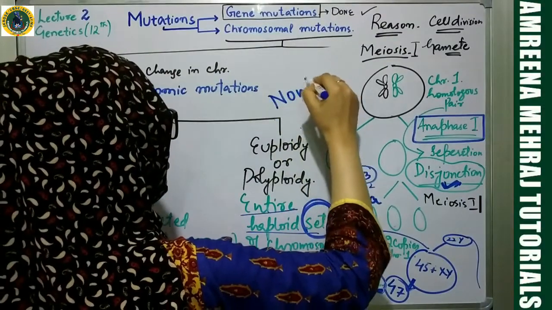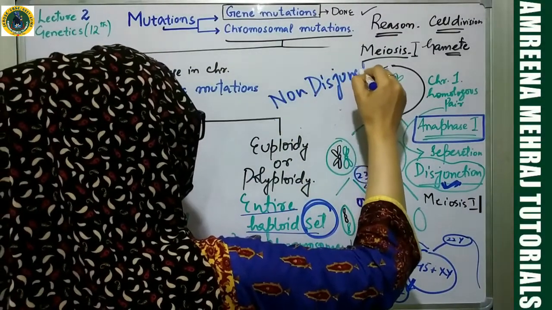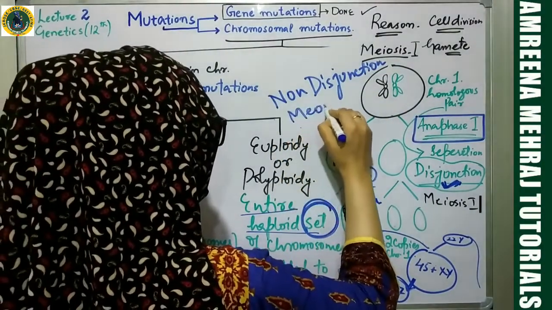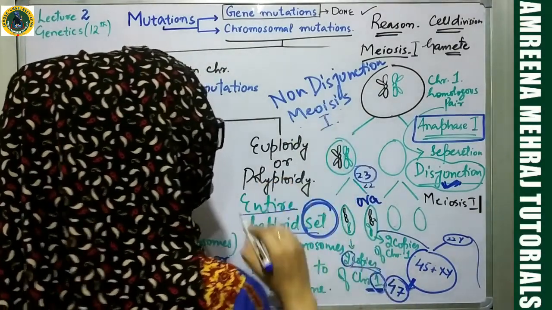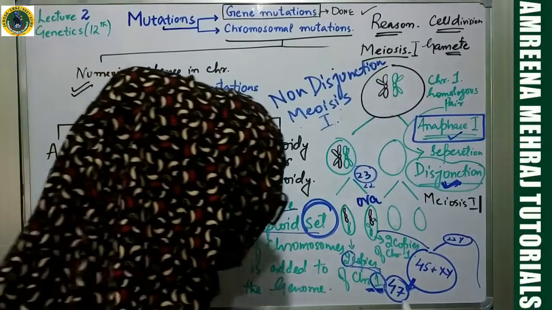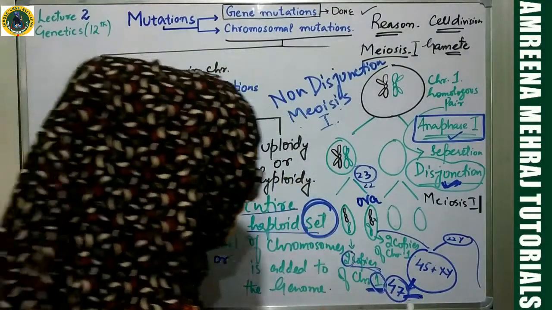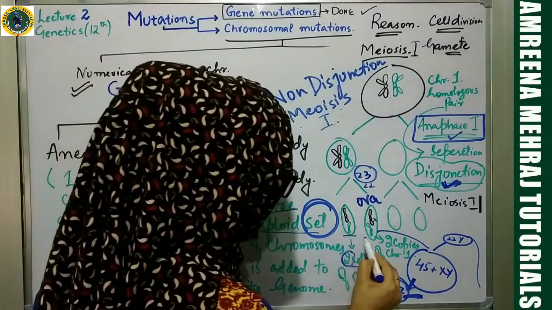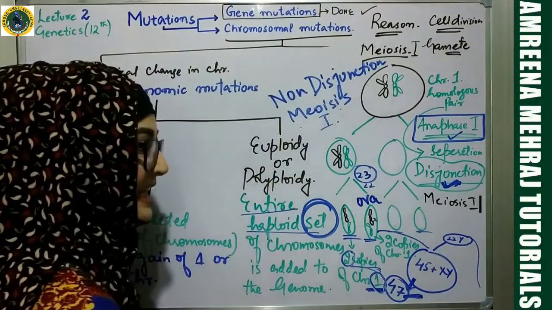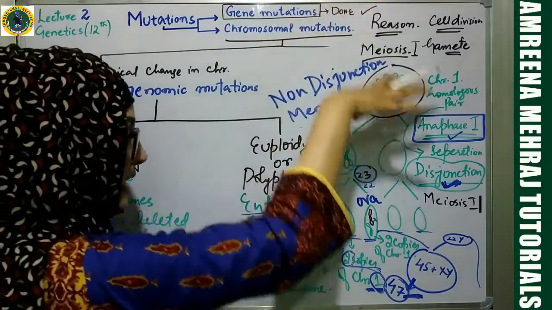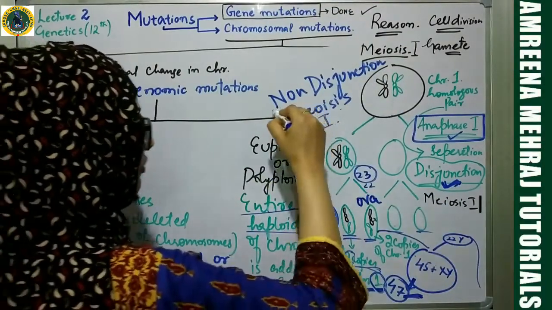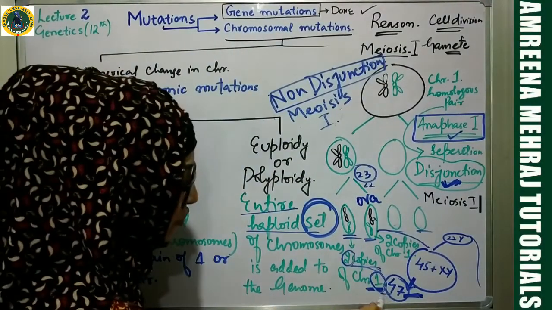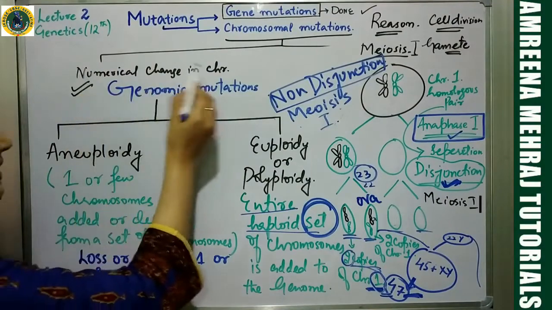We use the term non-disjunction. During meiosis 1, specifically anaphase 1, it results in 47. In this case, 47. It could result in 48. It could result in 45, depending upon what type of gamete you are taking for fertilization. Such defects of non-disjunction will result in genomic mutation, where the number of chromosomes will change. I have told you there will be numerical change in chromosomes.